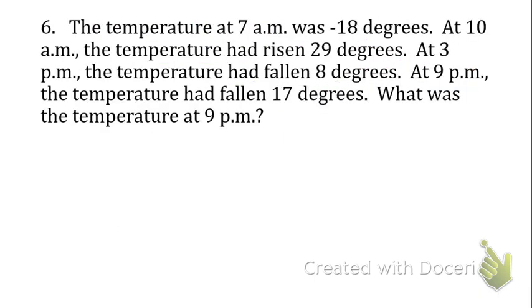Then this one, we got temperature at 7 a.m. was negative 18 degrees. So that is our original temperature. At 10 a.m., the temperature had risen, so that means we are going to add there 29 degrees. At 3 p.m., the temperature had fallen, so that means we are going to subtract the 8 degrees. 9 p.m., the temperature had fallen, so that means we are going to subtract the 17 degrees.